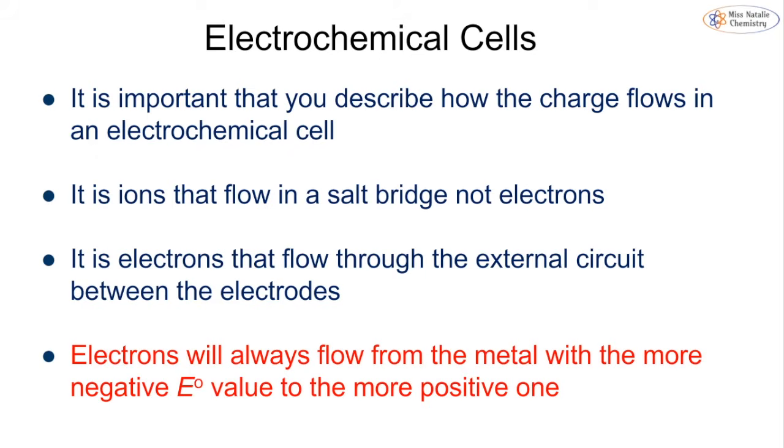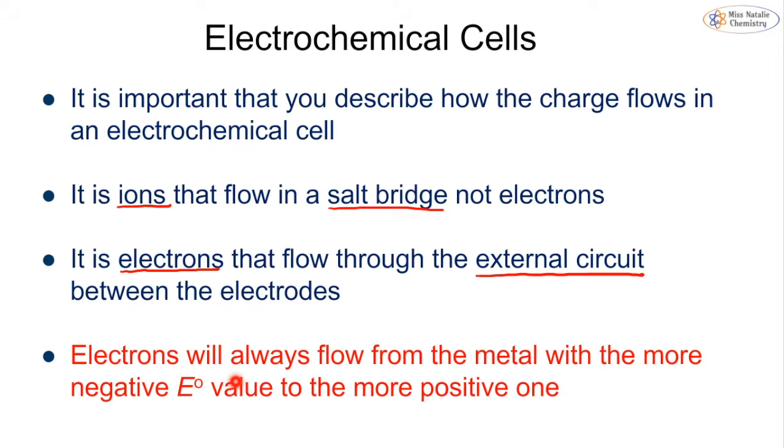It is extremely important that we can describe how the charge flows in an electrochemical cell, and we make the distinction between what flows in the wires and what flows in the salt bridge. So in the salt bridge, it is the ions that can flow. Remember, electrons cannot flow through liquid. They can only flow through an external circuit like the wires, which is what connects the two electrodes. So your electrons flow through the external circuit, whereas the ions flow through the salt bridge. But because they're all charged particles, we still get that movement of charge, so we get a current forming here.